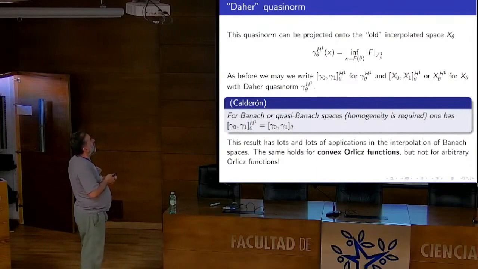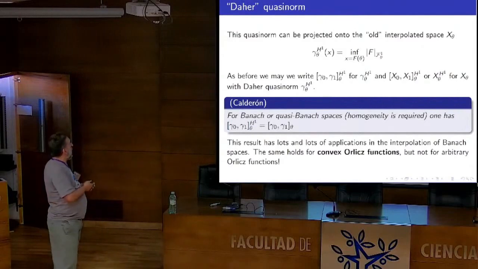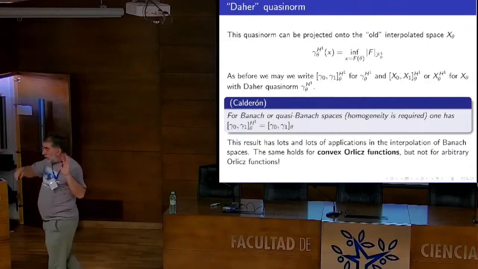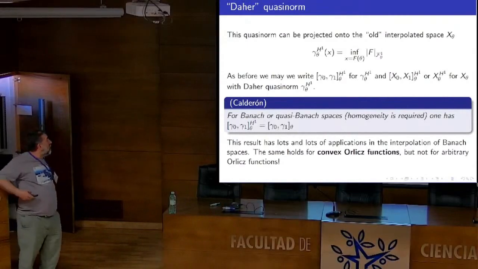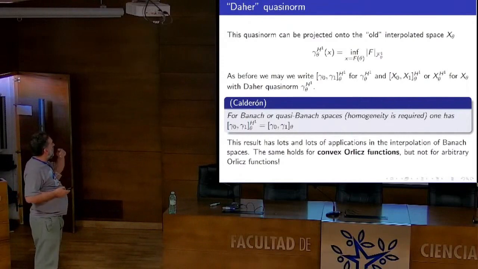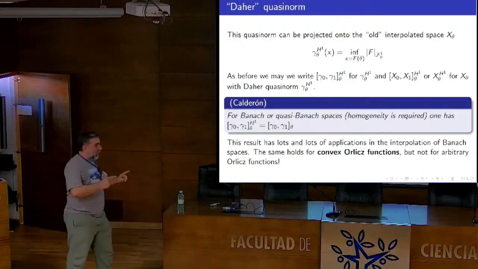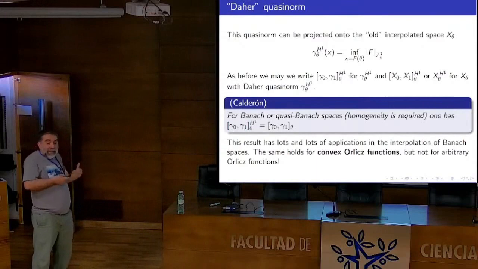which is the same as before, but we replace the usual Calderon norm here by the Daher quasi-norm. And to distinguish from the previous case, now we write here H1 to remember that the new quasi-norm comes from a norm of Hardy type. And there is a very important feature of Daher versus Calderon norms: for Banach or quasi-Banach spaces, they are the same.